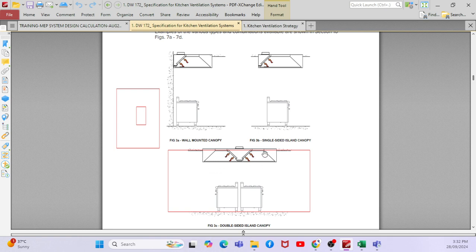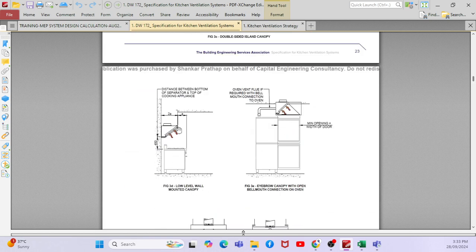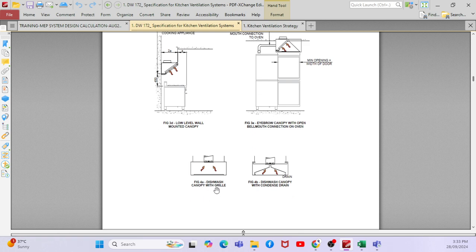Okay, so this is the complete canopy you can see here, where you can see the appliances. This is double sided, and this is single sided. Where you can see the low level wall mounted canopy, right? And then you can see the eyebrow canopy with open bell mouth connection. Like this you might have seen in some restaurants, the Arabic grill restaurants where they prepare the Arabic grills. So this type of canopy they might have used, right? For this type of appliances, what is the type of kitchen hood and what is the canopy factor? Each depends upon the location, so the canopy factor will vary, right? You can see the dishwash canopy with the grill, then the dishwash canopy with the condensed drain, right?